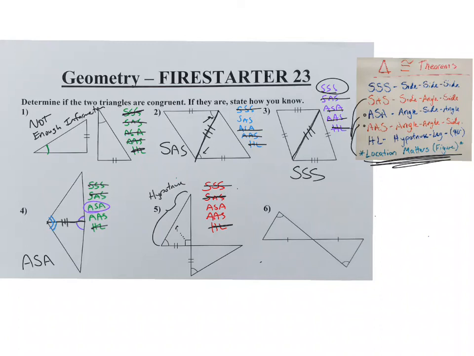But vertical angles tell me even though those are both 90, those are congruent. So even though it's got a 90, they're still congruent, which means I'm going to have angle, side, angle.